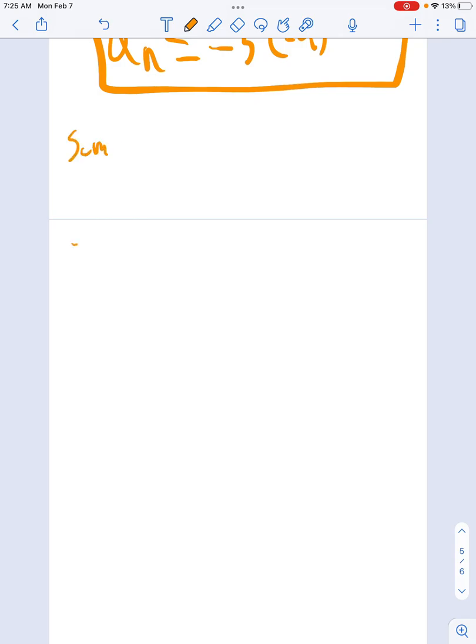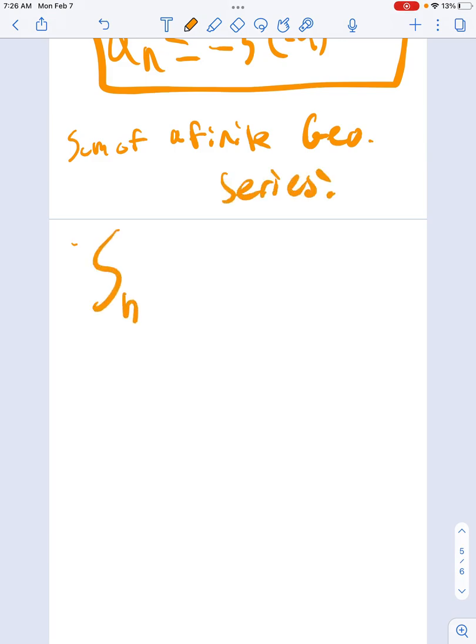The sum of a finite geometric series looks like this. To find the sum, you take your first term times 1 minus r to the n on the numerator and 1 minus r on the denominator. And again, all you're doing is taking each individual term and adding them up.